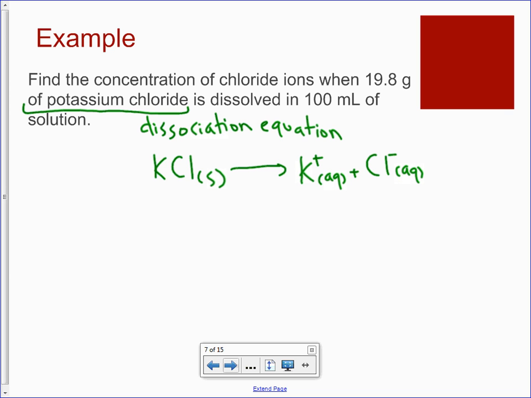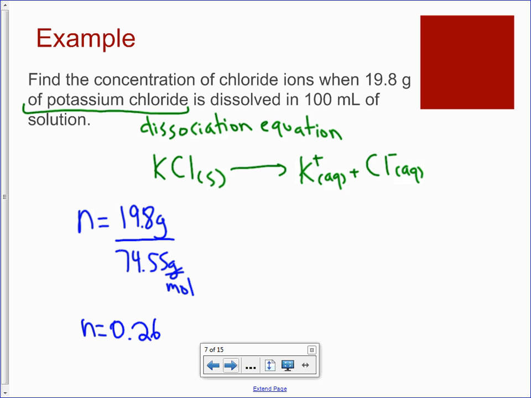Next thing that we'll do is we'll determine the number of moles that we have in solution. So we know that we have 19.8 grams of potassium chloride that's being put in the solution. And we'll take that mass divided by its molar mass of 74.55 grams per mole. This will give us the number of moles of potassium chloride in solution, which is 0.26559 moles.